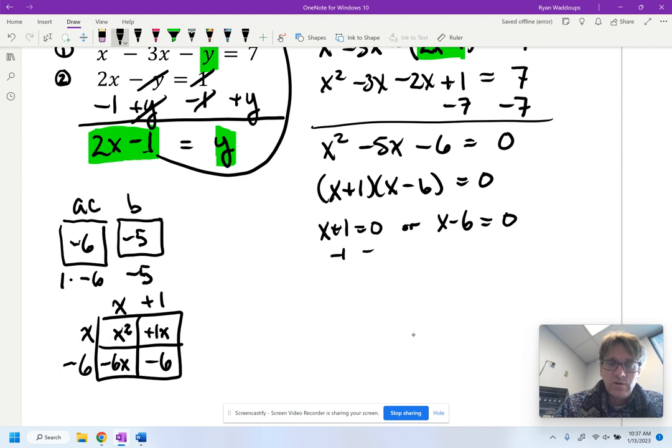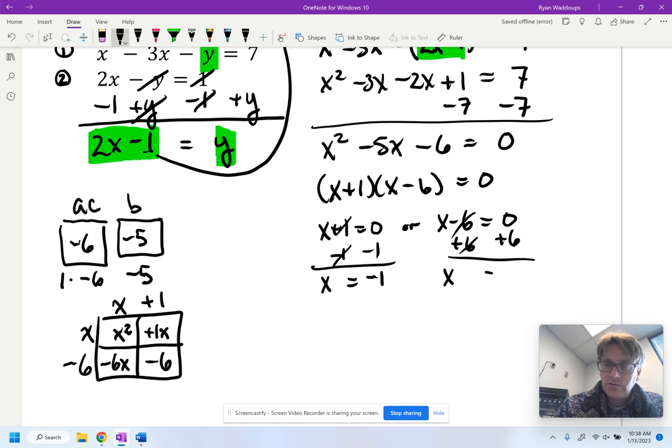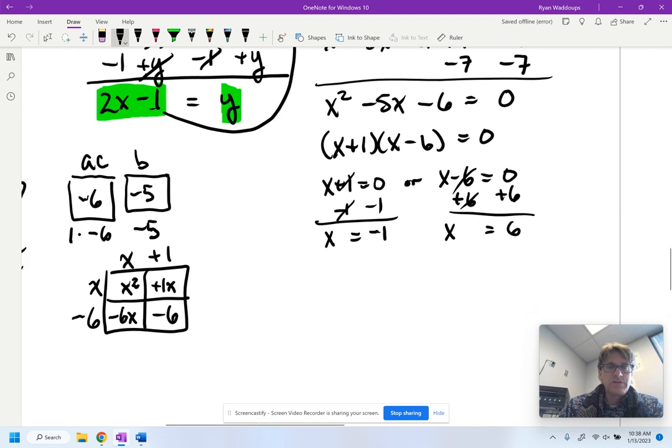Here I subtract 1. Here I add 6. And x then is equal to negative 1. Here, these cancel also, and x equals 6. And so I've got the x coordinates for the 2.